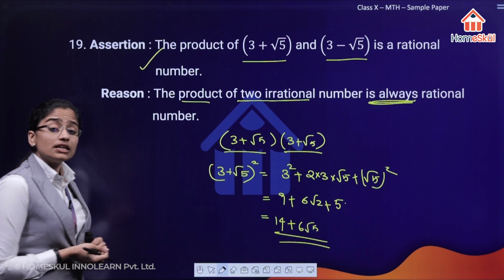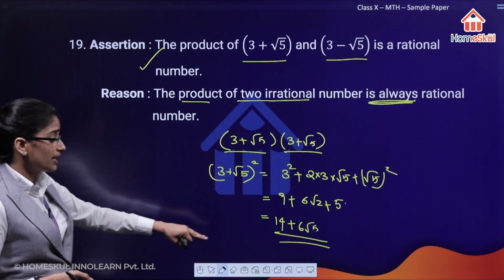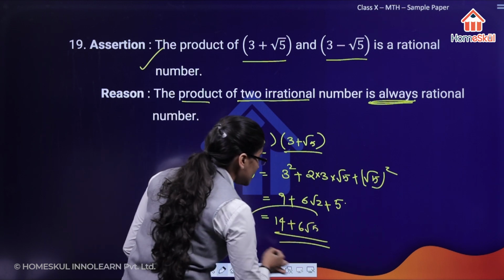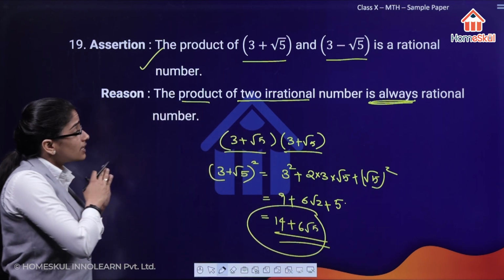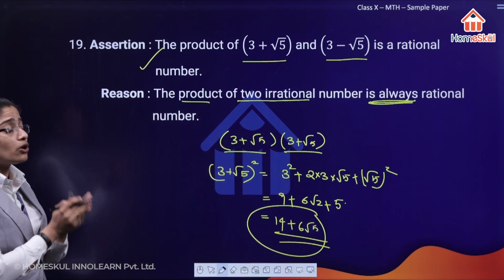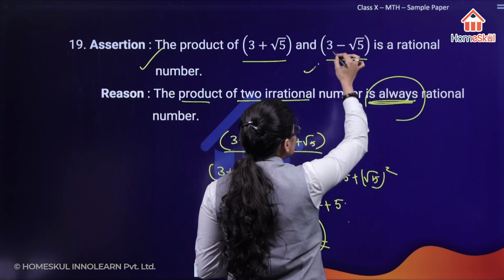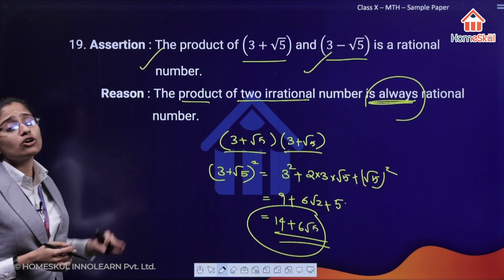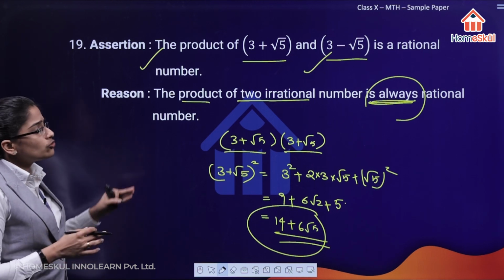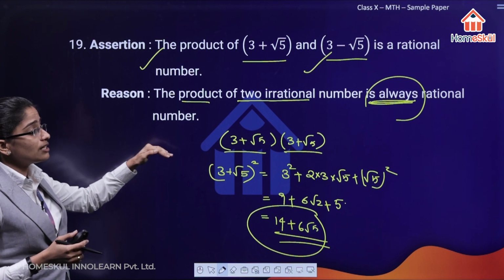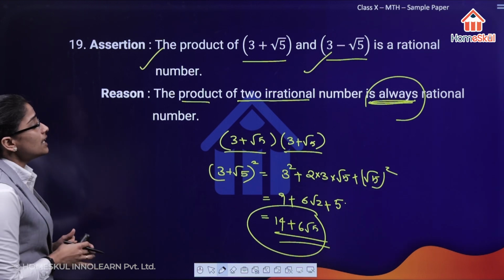Is this a rational number? No. Here we are getting it as 14 plus 6 root 5, isn't it? This is an irrational number. So we are not able to conclude that the product of two irrational numbers is always irrational. In this case, it is true. Why? Because those numbers are conjugate to each other. But is it true for all the scenarios? No. So the product of two irrational numbers is not always a rational number.